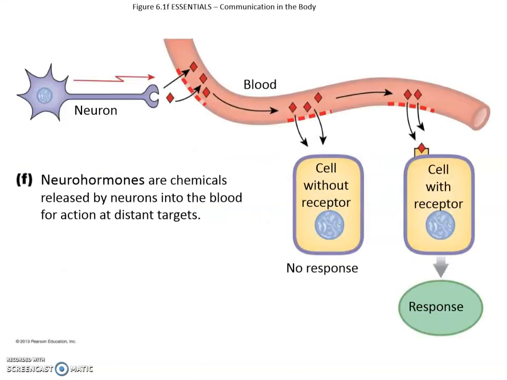Sometimes you have the situation where a neurohormone is released by a neuron into the blood, and then as before, only cells with the receptor would respond to this neurohormone that was released. So neurohormone here from this neuron released into the blood, travels in the blood, only the cell with the receptor here will respond.